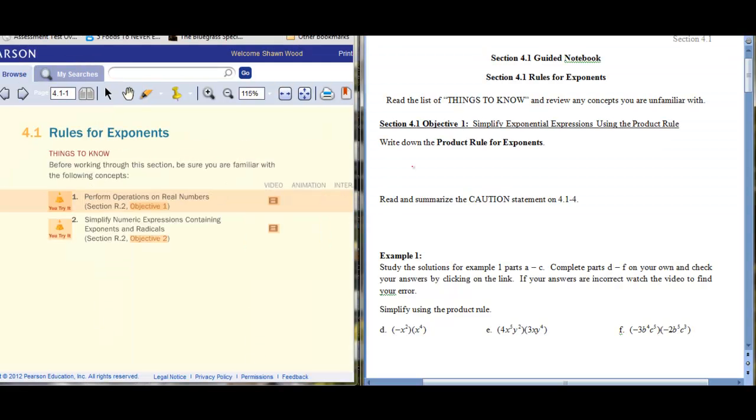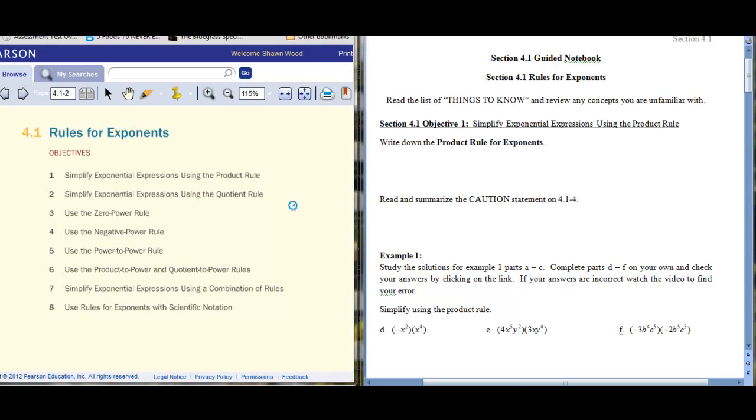You'll notice that when you open up the section, the first thing you're going to see is things that you need to know for this section. And so for a lot of students, they may want to go through and review these objectives. Turn the page and you'll notice over here in our notebook, this is where you're going to be recording your notes. First thing, what are the things that you need to know? And then down below it says section 4.1 objective 1, simplifying exponential expressions. So we can either click on these objectives directly or we can just turn the page.